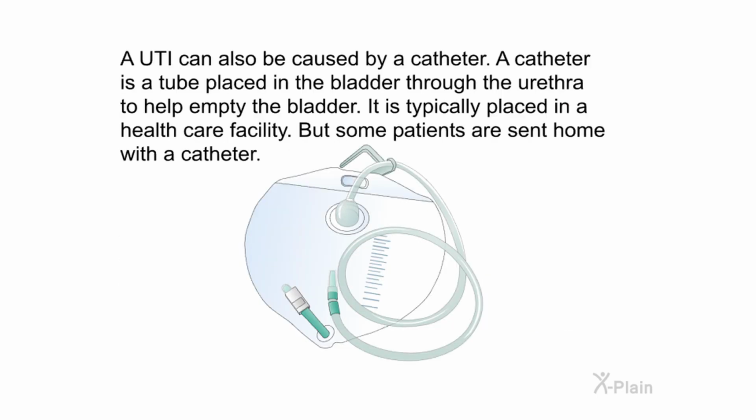A UTI can also be caused by a catheter. A catheter is a tube placed in the bladder through the urethra to help empty the bladder. It is typically placed in a healthcare facility, but some patients are sent home with a catheter.